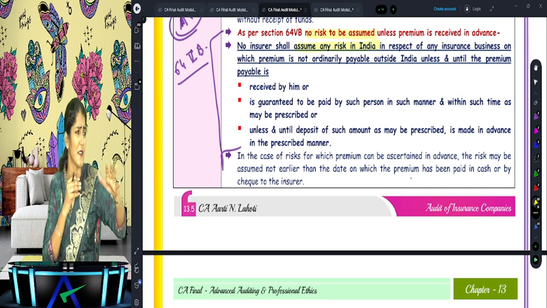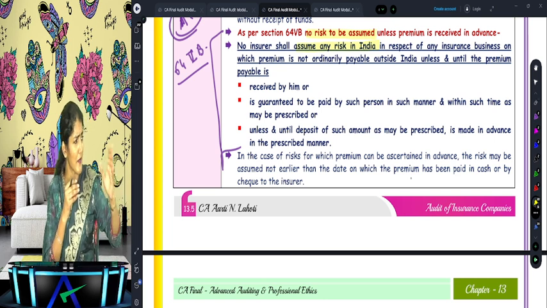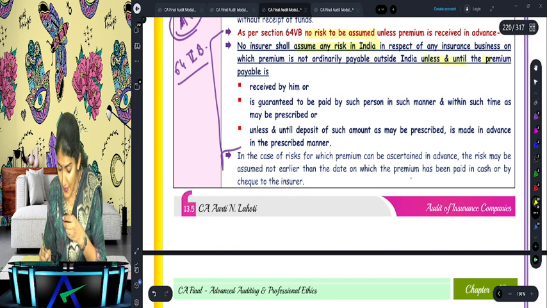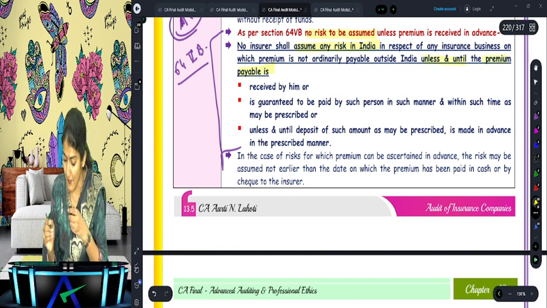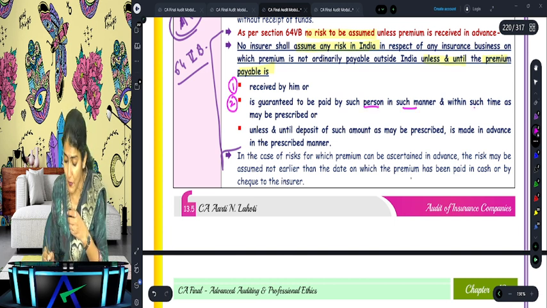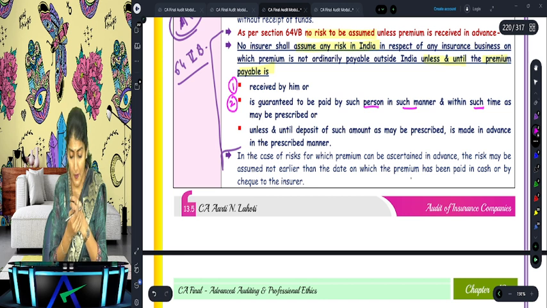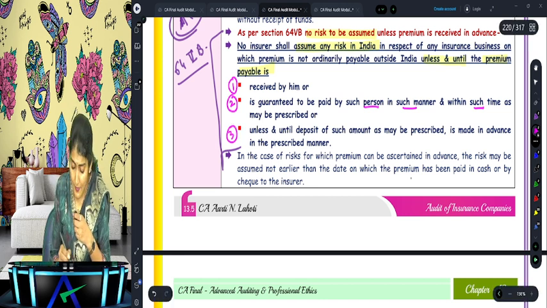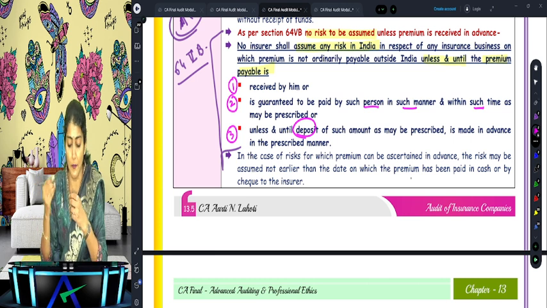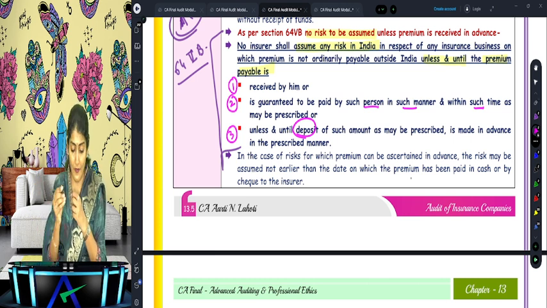So that's how the law is drafted, on which the premium is not ordinarily payable outside India, unless and until the premium payable is, number one, received by him or is guaranteed to be paid by such person in such manner within such time as may be prescribed, or unless and until the deposit of such amount as may be prescribed is made in advance in the prescribed manner. Right? Let us read it once again.